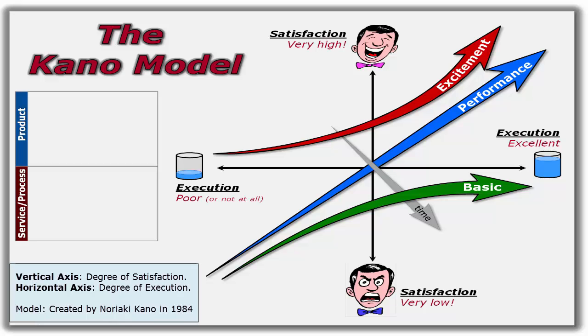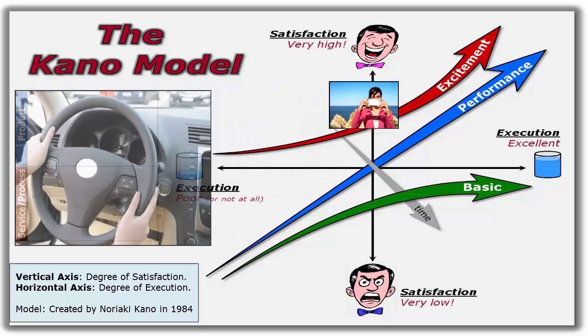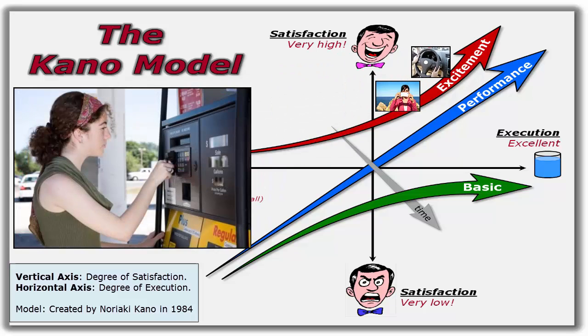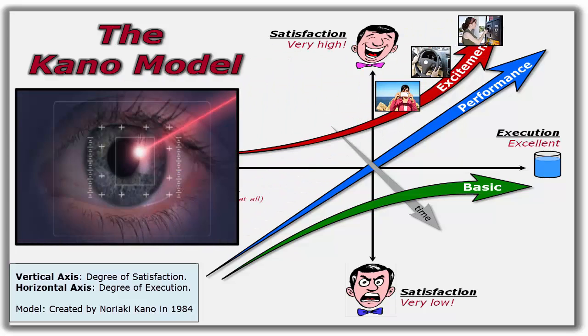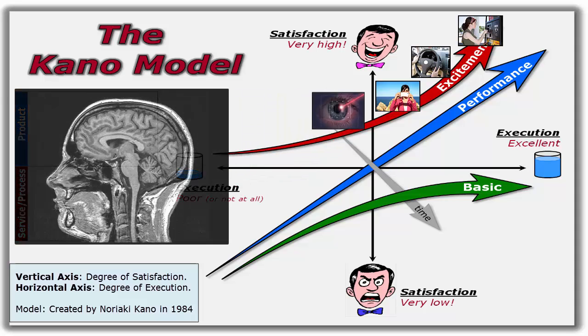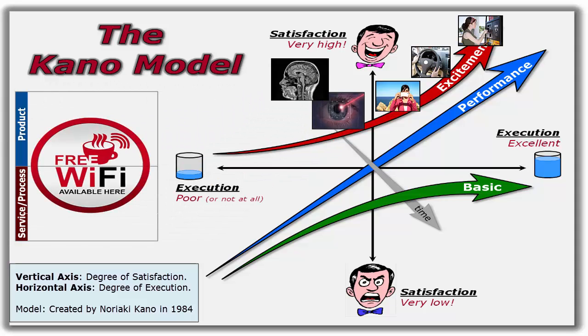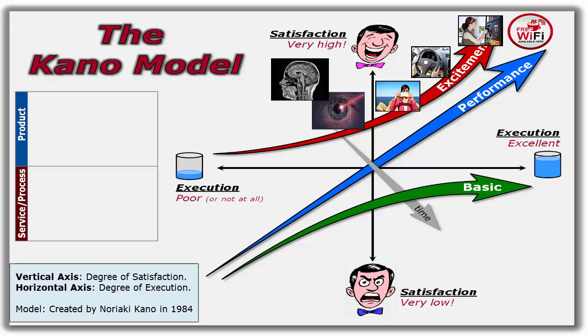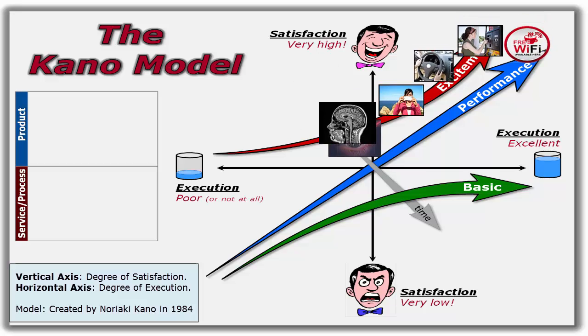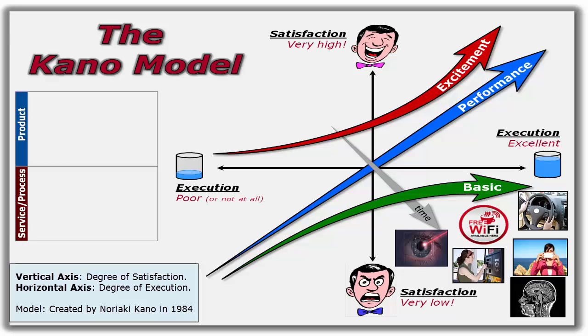A few examples of this phenomenon are cameras in cell phones, power steering in a car, pay at the pump at a gas station, lasers used in medical procedures, non-invasive imaging in hospitals, and free wireless internet in coffee shops. All of these were great innovations at one point, but are common practice today and expected by the customers.